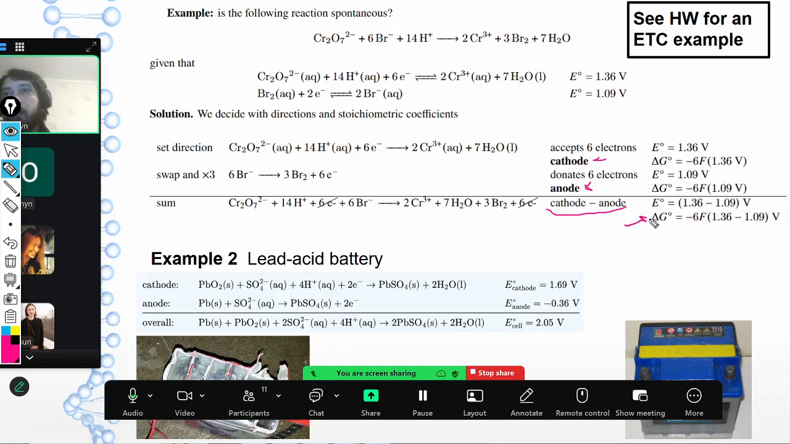So here is my final delta G. You see, I could have performed the same thing by taking these E naught for cathode minus E naught for the anode, and then multiplying by 6F, because I transfer 6 electrons. And the same way I can just calculate delta G for each of them, and calculate the overall delta G by taking one minus another. So that's the same thing.